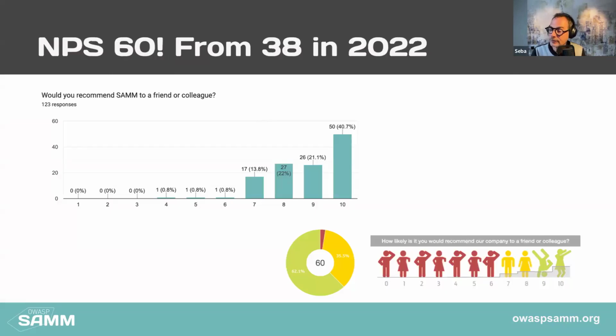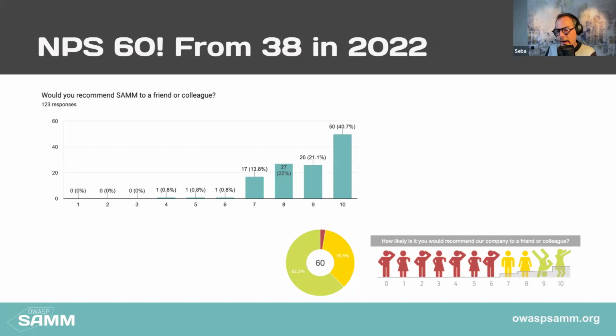Then the NPS score. We had a question: would you recommend SAMM to a friend or colleague? You see from 0 or 1, being the least likely, to 10, the most likely recommendation. We mapped this on what we call a net promoter score. If you don't know what it is, look it up.